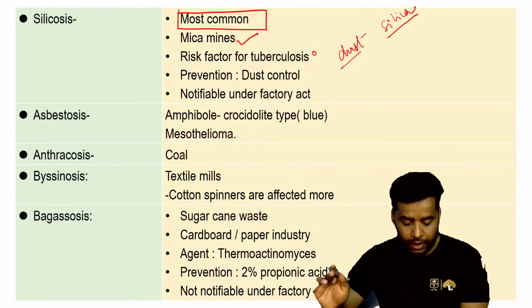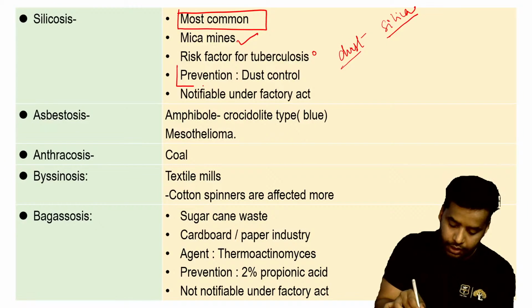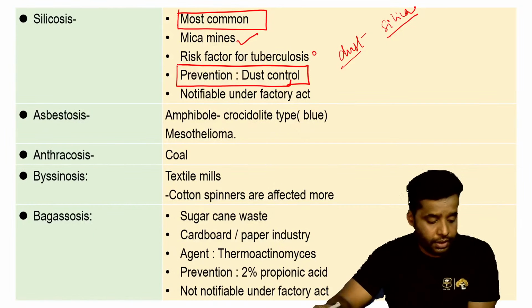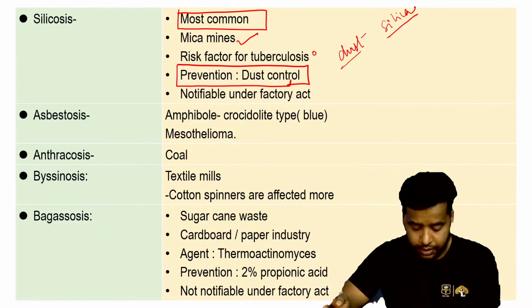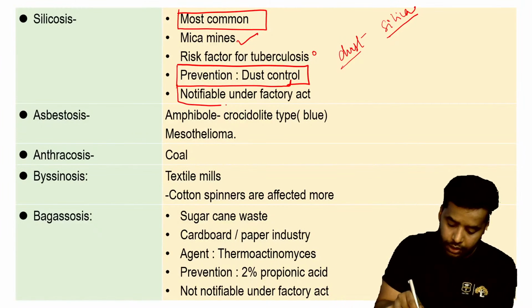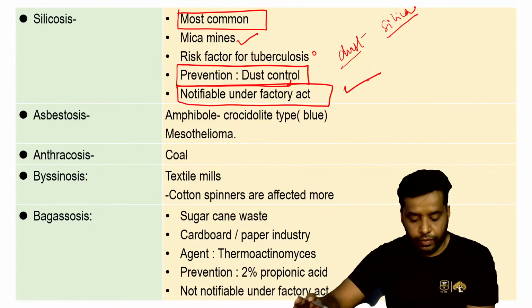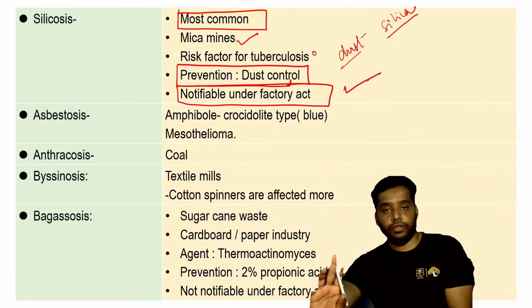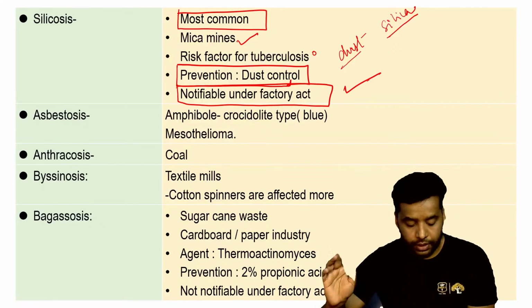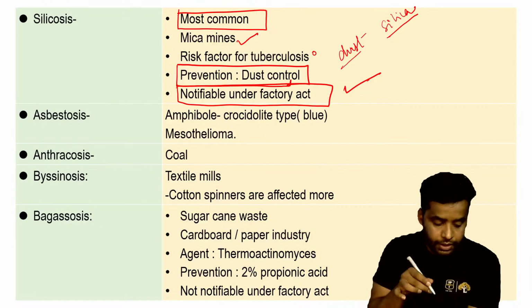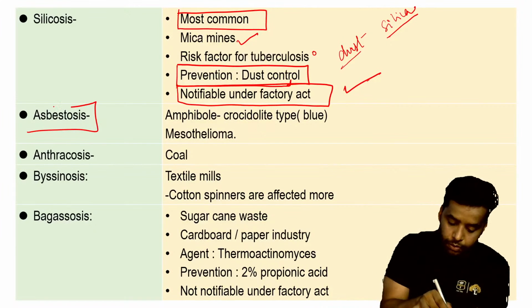So the prevention part is dust control. They will be wearing respirators and masks, the purpose being to avoid dust. And silicosis is a notifiable disease under the Factory Act. Important: silicosis is a notifiable disease under the Factory Act. So which is the most common pneumoconiosis? Silicosis. But if I am asking which is the most dangerous pneumoconiosis?